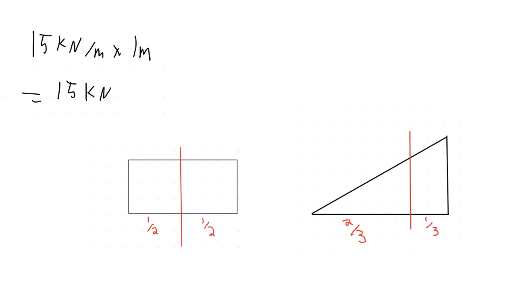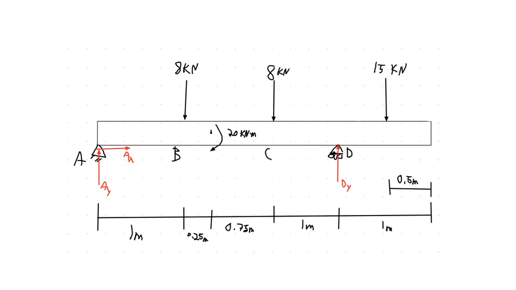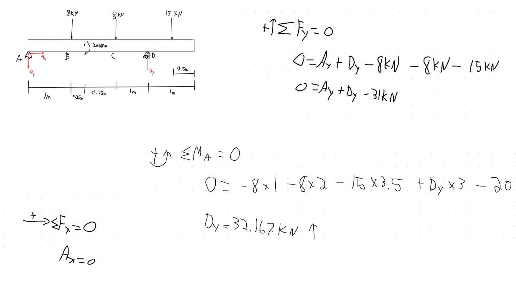In the case of a triangle, just for reference sake, the centroid will be 1/3 from the larger side, or 2/3 from the smaller side. And so we get the equivalent load of 15 kilonewtons halfway through that distributed load, so half a meter from the right side of the beam. And so from here, we can get into our equations.